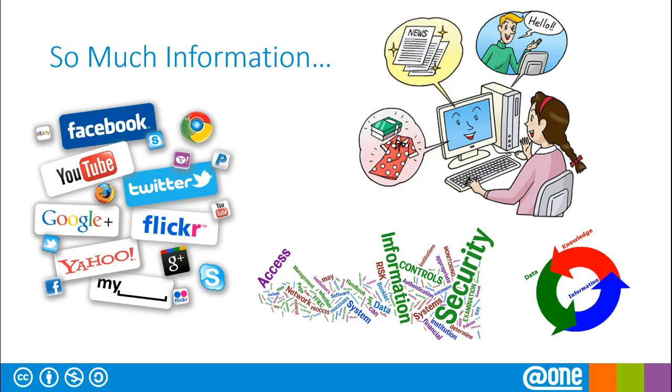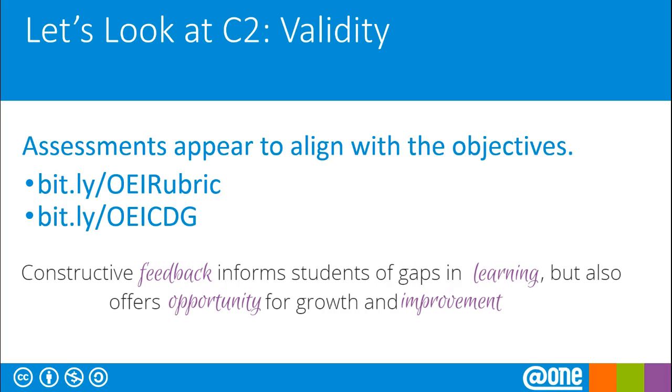We need to tell them what the learning objectives are for the course, and then we have to follow up and assess whether they're reaching those learning objectives or goals. In essence, this is C2 validity of the OEI course rubric.